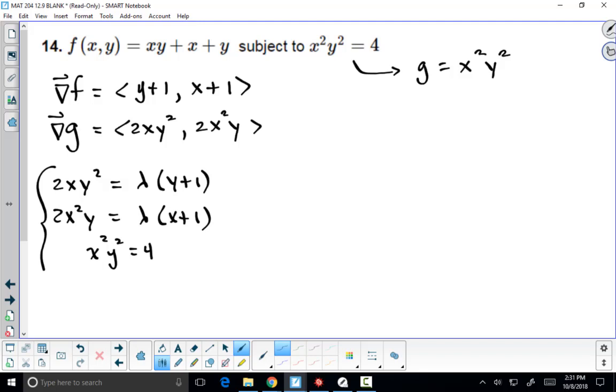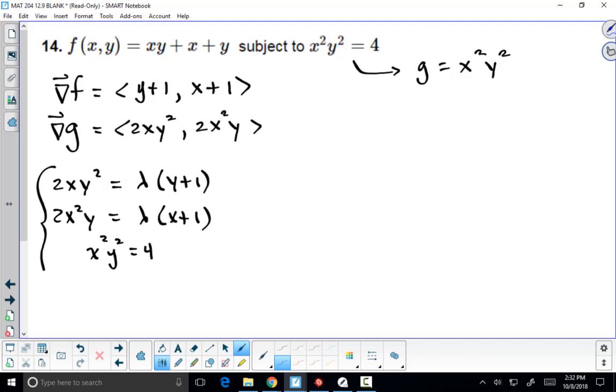So perhaps we want to eliminate lambda from the first two equations. We could just divide by the x plus 1 and the y plus 1 and then set them equal. See what happens? Or another thing we could do, there's lots of things you can do, is try to match the left-hand sides. We could multiply the top row by x, so we have a 2x squared y squared. Multiply the second row by y, so we'd have a 2x squared y squared. So then we'd have equality that way.